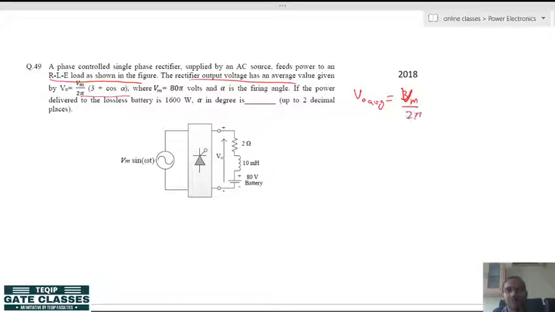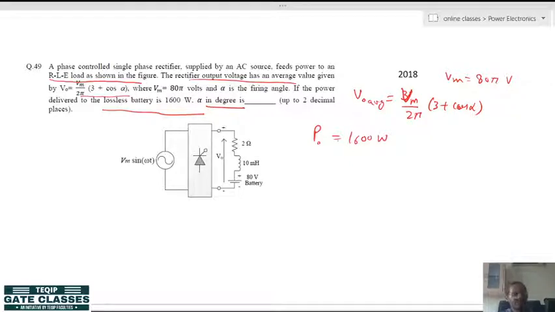Vm upon 2 pi (3 plus cos alpha) is the output voltage of the rectifier, where Vm is given as 80 pi volts. Alpha is the firing angle. If the power delivered to the lossless battery is 1600 watts, what is alpha in degrees? Now, here it is saying that the power delivered to the lossless battery is 1600 watts. So, what is the alpha?